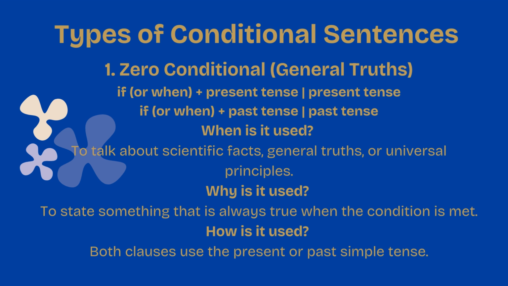When is it used? To talk about scientific facts, general truths, or universal principles. Why is it used? To state something that is always true when the condition is met. How is it used? Both clauses use the present simple tense or the past simple tense.